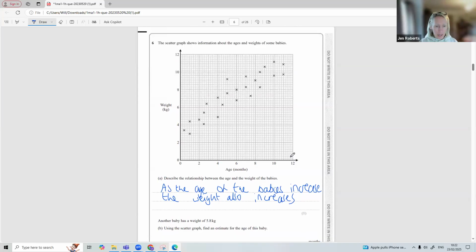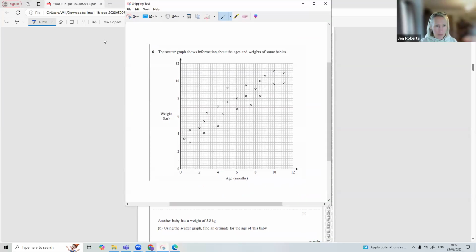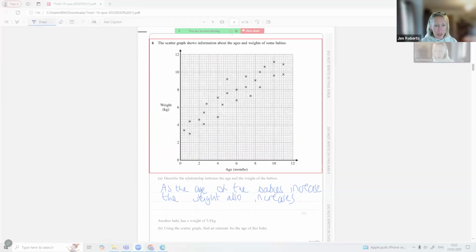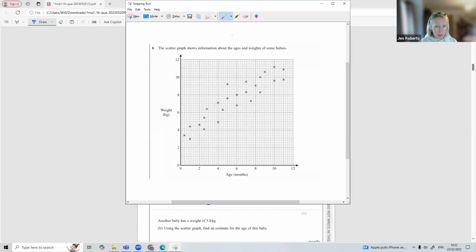Okay, another baby has a weight of 5.8 kilograms. Use the scatter graph to find an estimate for the age of the baby. I'm just going to snip this over so I can actually use a ruler for this. Sorry, just bear with me a moment. It wants you to use your graph here.